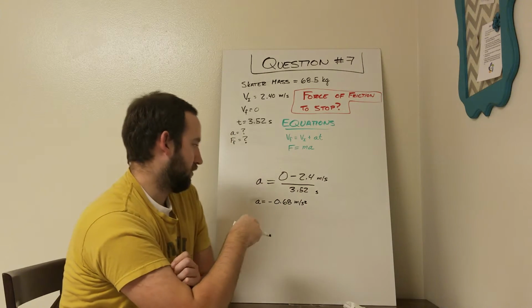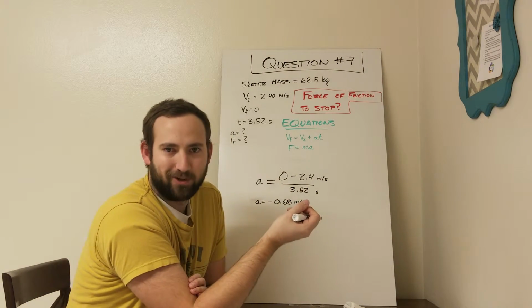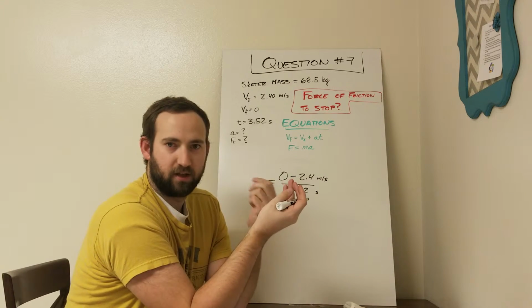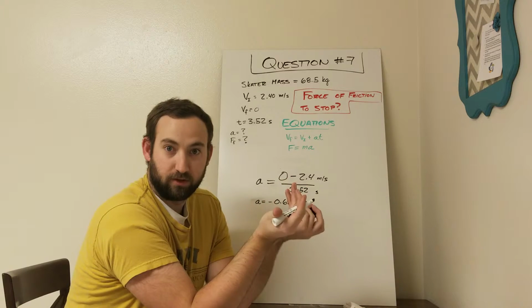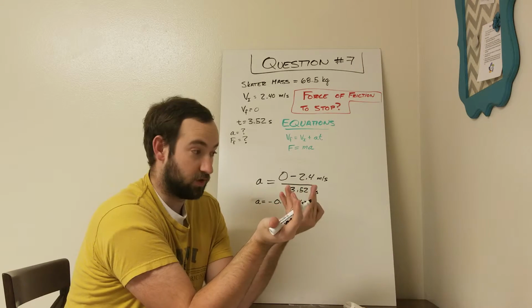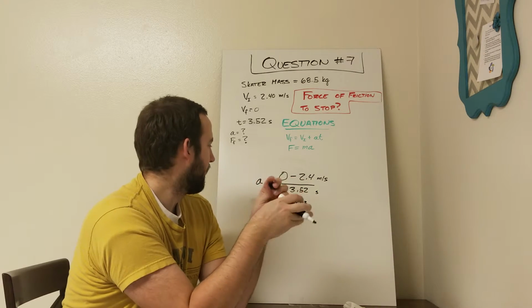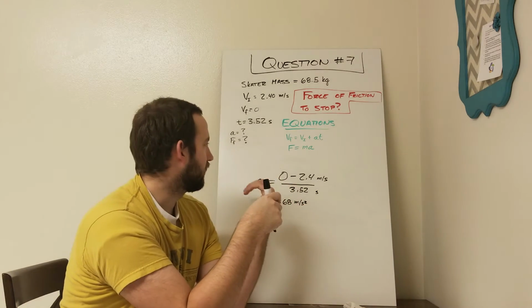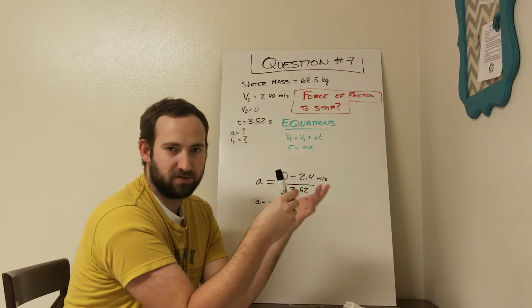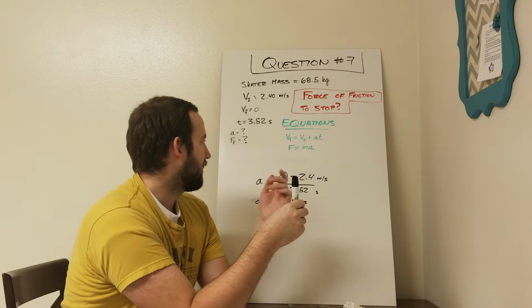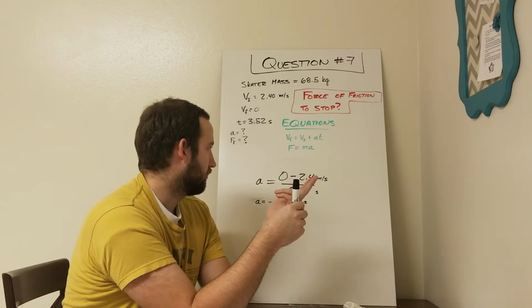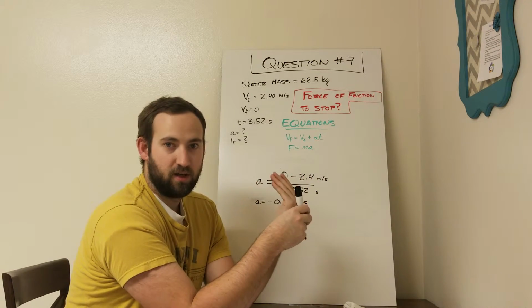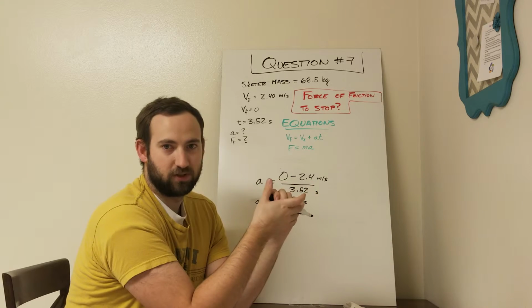And that's good. We're expecting a negative acceleration since the person is slowing down. That acceleration is acting in the opposite direction of their movement, which is what we're expecting. So now that we know the acceleration, we can use our second equation, which is force equals mass times acceleration. Now that we know the mass and the acceleration, we just multiply those two together to find the force of that friction.